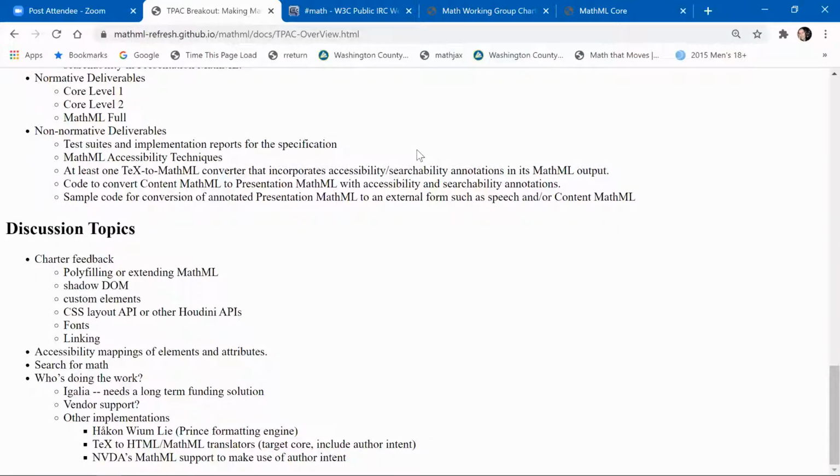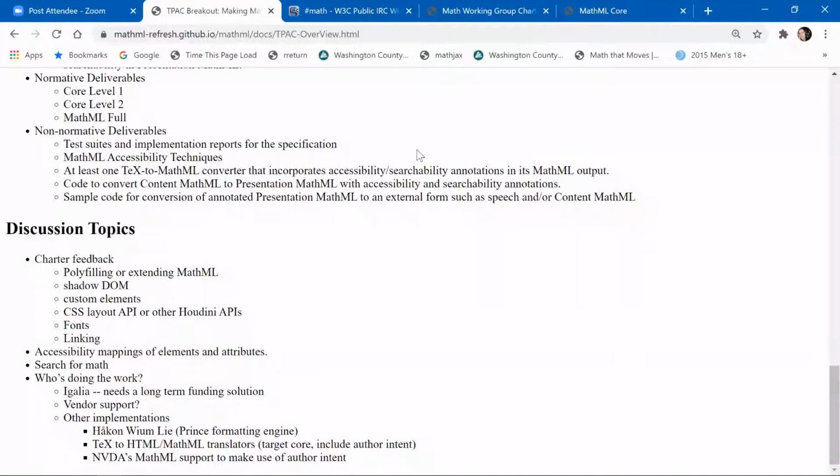One of the issues is there's an initial beginning for accessibility mappings for MathML. So that's definitely a topic to discuss. Search is something we haven't really talked about today, but searching for math would be an interesting topic to talk about. And lastly, as Brian likes to say, the elephant in the room is who's going to do all the work.